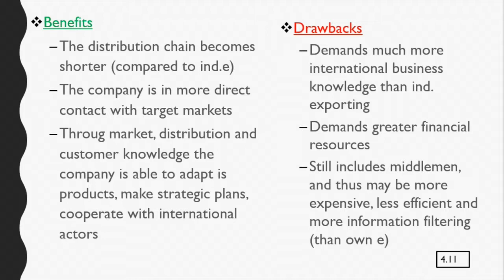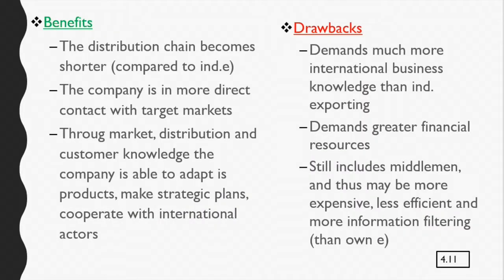And through market distribution and customer knowledge, the company is able to adapt its products, because we have a little bit more knowledge now than through indirect exporting. And this means that we can make strategic plans. We can also cooperate with other companies that are working in this country. So here you have some benefits that you are actually in the target country. You have direct contact with someone in the target country.